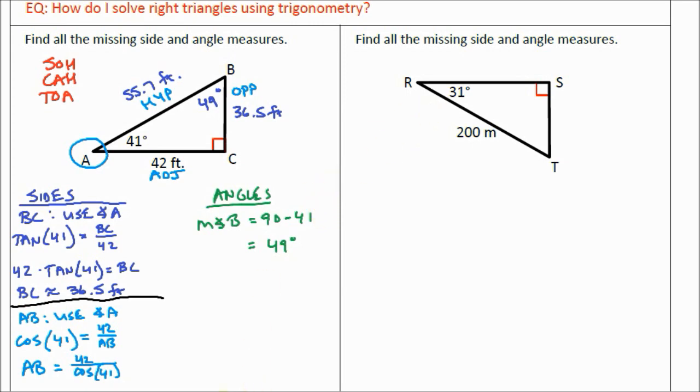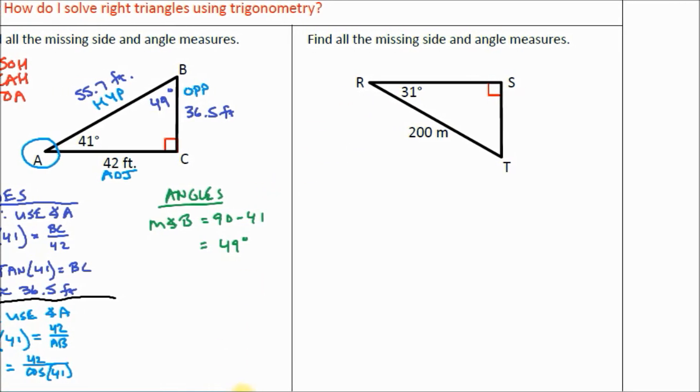Let's go ahead and take a look at the next one. Find all the missing side and angle measures. I would suggest, class, you pause the video and do this one on your own first, and then come back and see how you did. If you've already tried now and you started the video back again, I'm going to go through my normal routine.